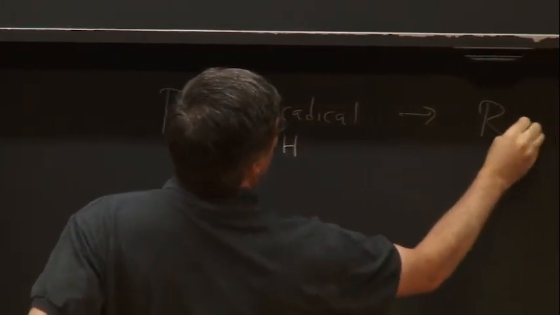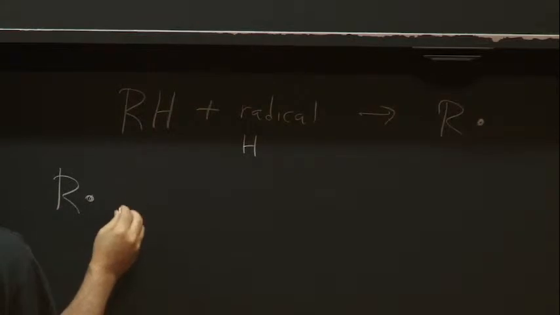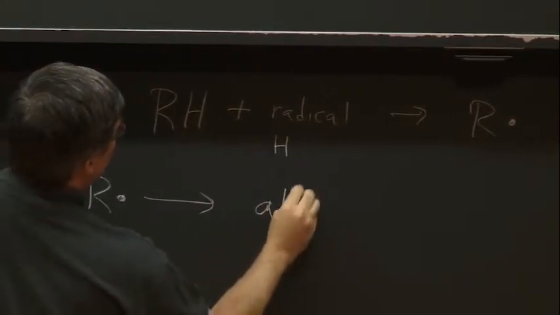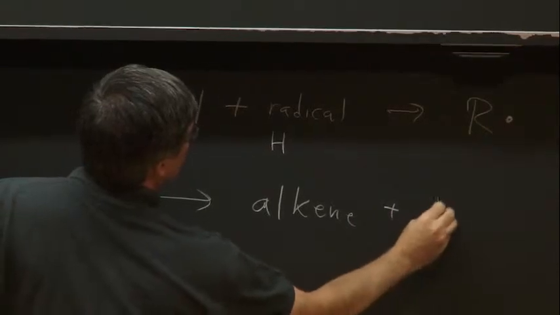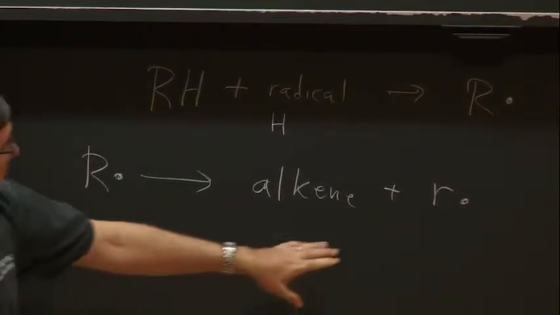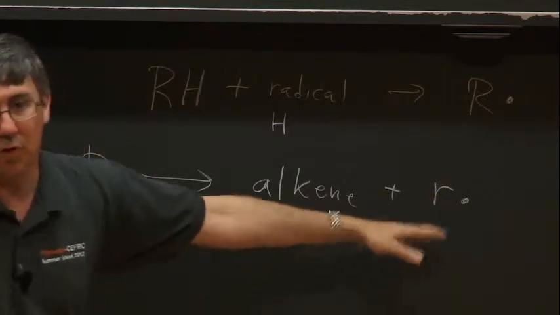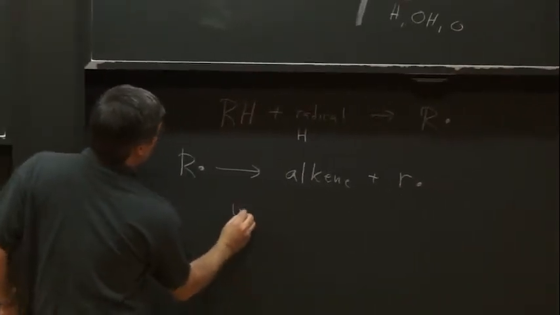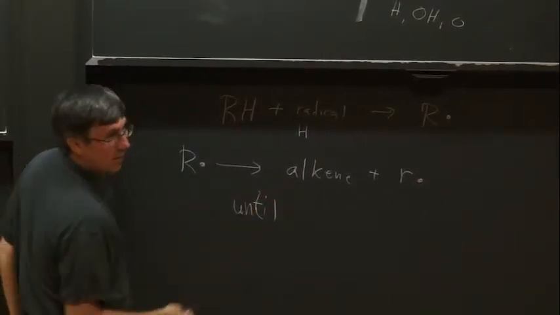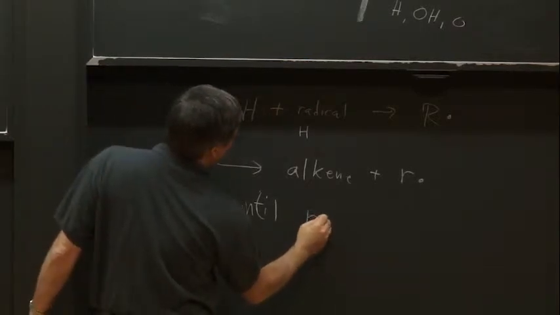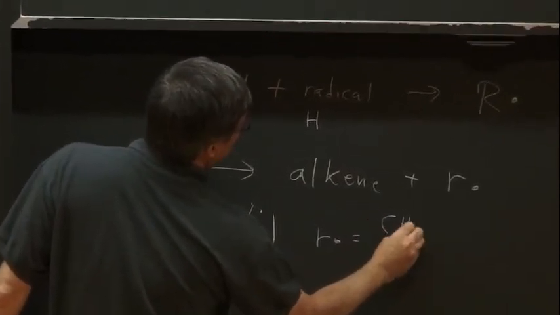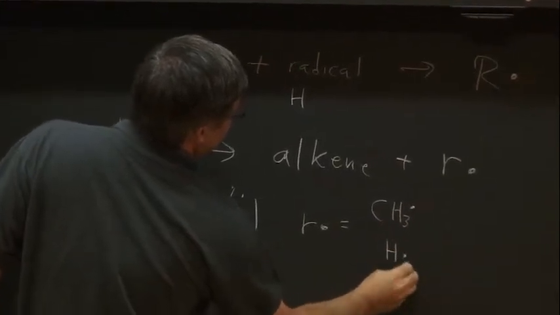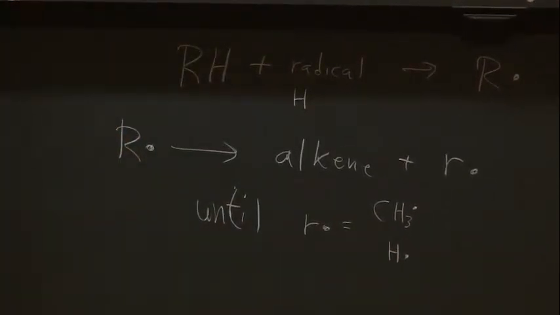And it goes to the fuel radical, and then the fuel radical beta scissions, and it makes an alkene plus a smaller radical. And if this radical is still big enough, it'll do the same thing again and break off and give another alkene and smaller radical. And it keeps happening over and over again until the R dot is too small to beta scission. So until basically the R dot is equal to CH3 or H atoms, because these sides don't have any bond beta to the radical site that can break. So that'll stop.